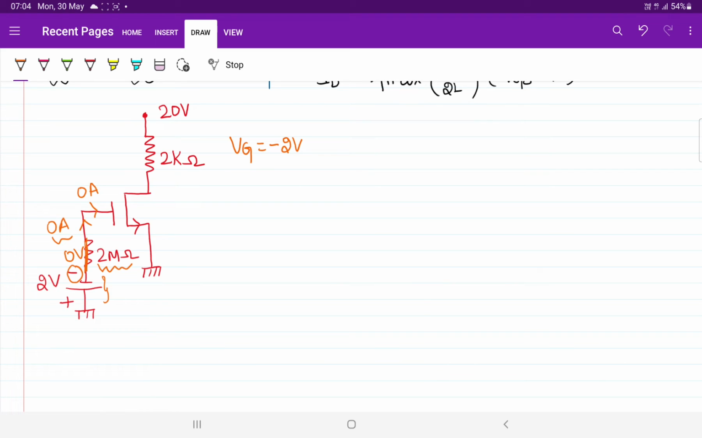So that is minus 2 voltage. Next, what is the value of source voltage? If you observe, this is the source terminal, this is the drain. Sir, the source is directly connected with the ground. So ground potential is 0. We know the source voltage will become 0 now.